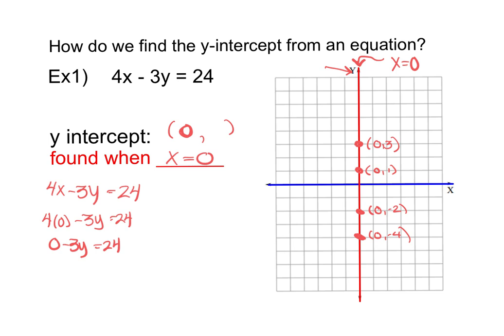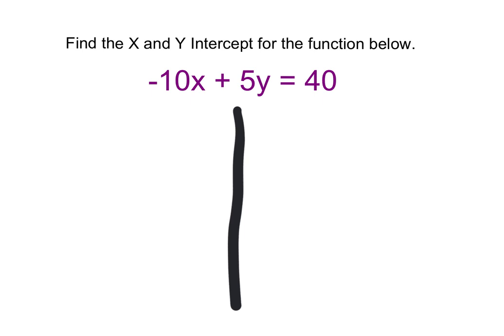Leaving the 0 in there is a little silly, so this is just -3y equals 24. If we divide by -3, we find that y is equal to -8. What that tells us is that when x is 0, the y value that pairs with it is -8. We could then graph this point on our y-axis, and we would know that that is where this linear function crosses the y-axis. Now let's dive in and look at some examples where we're going to calculate both intercepts for a couple of different functions.